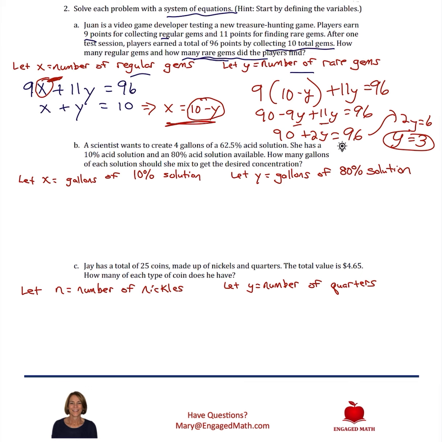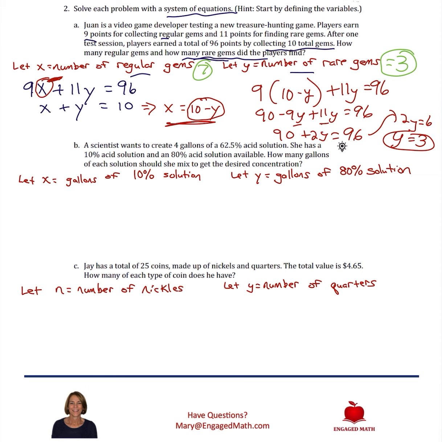So now I'm going to change out our color here just to make sure you see, we know y is equal to 3. So there's 3 rare gems. Since there's 10 gems altogether, 7 must equal the number of regular gems. So we have solved for both x and y. Those are our two answers. Let's go to the next one.